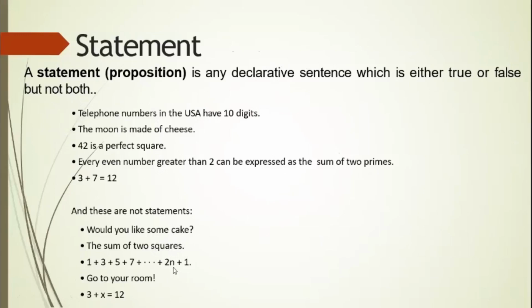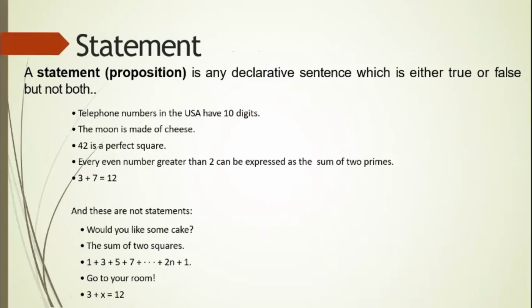The third example we have here is 1 plus 3 plus 5 plus 7 plus dot dot dot plus 2n plus 1. This one is also not considered as a statement. Why? Because it contains a variable n. Okay? Unless we substitute a value, that is when we will be able to know whether that statement is true or false.